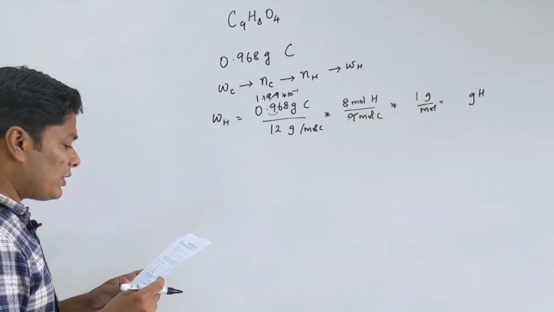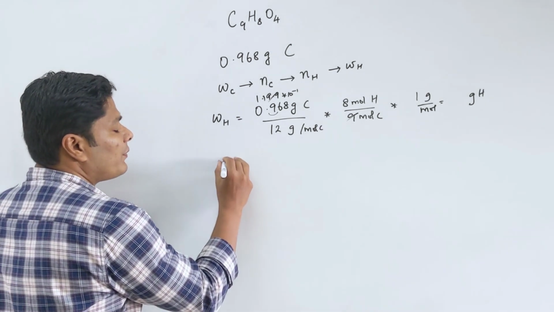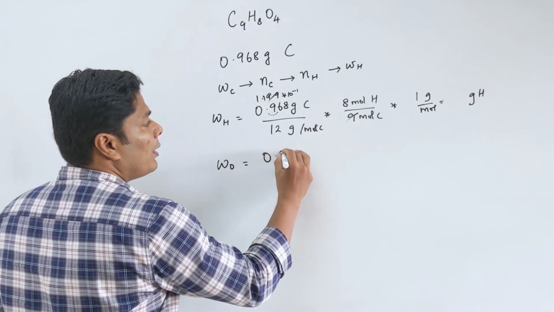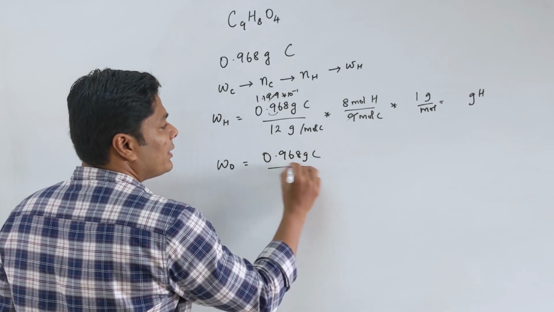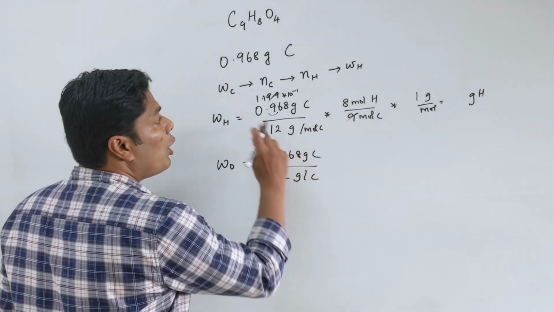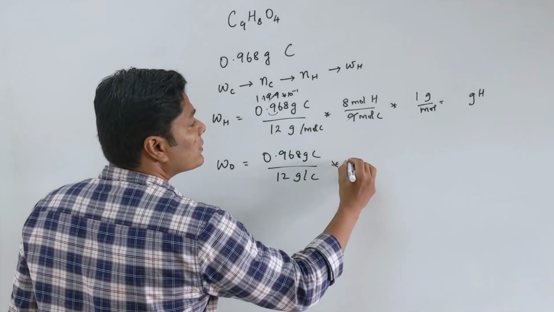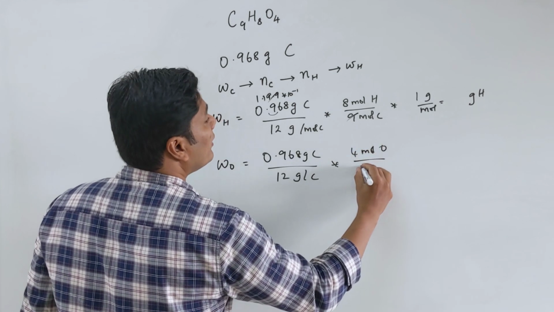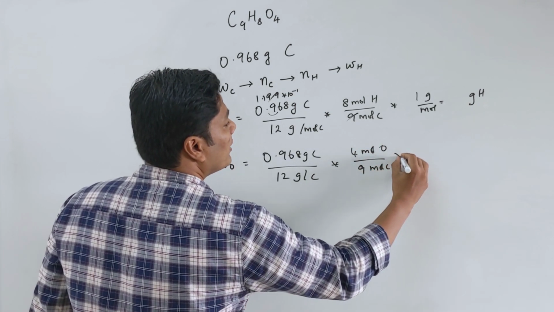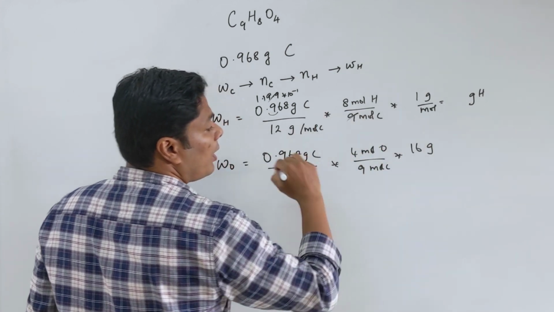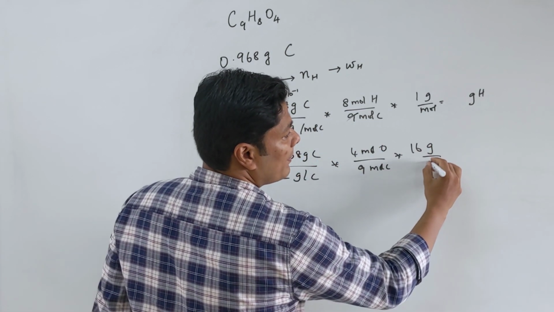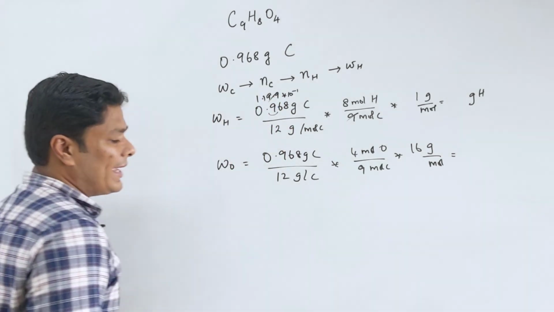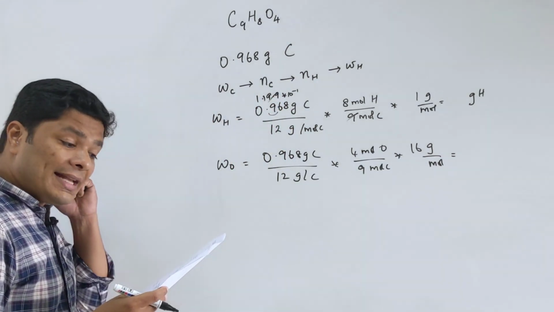Similarly, they are asking you what is the mass of oxygen. Mass of oxygen is simple. The same grams carbon divided by 12 grams carbon will give you moles of carbon, times I have 4 mole oxygen for every 9 moles carbon, times molar mass of oxygen is 16 gram per mole. You'll get the corresponding answer. So you get the answers printed over there.